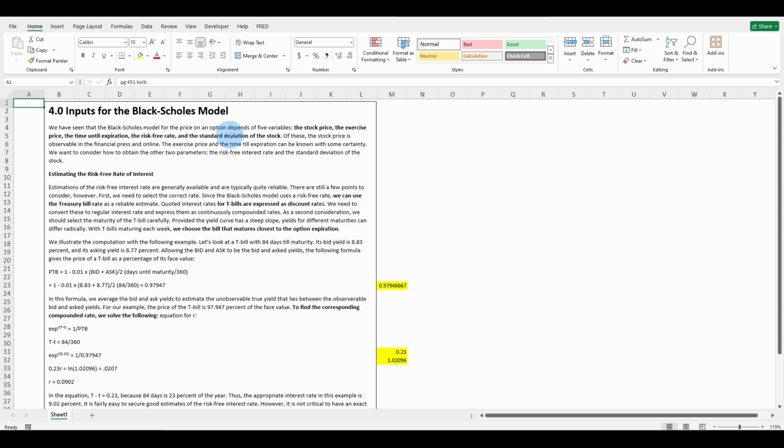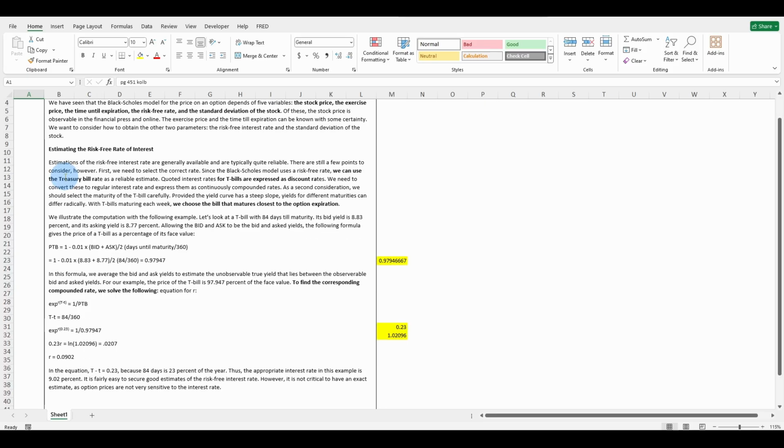We want to consider how to obtain the 2 parameters, the risk-free interest rate and the standard deviation of the stock. Estimations of the risk-free interest rate are generally available and are typically quite reliable. There are still a few points to consider, however. First, we need to select the correct rate. Since the Black-Scholes model uses a risk-free rate, we can use the Treasury bill rate as a reliable estimate.